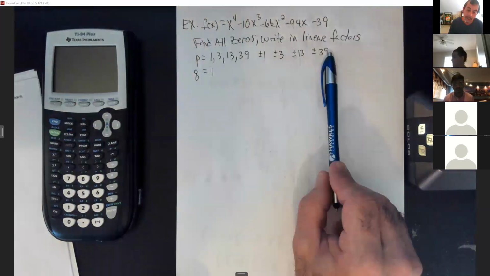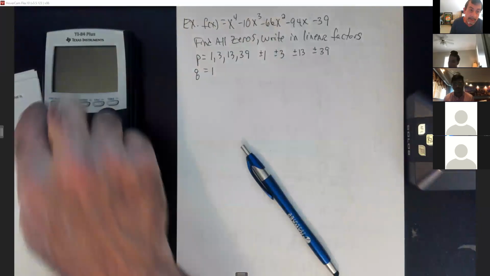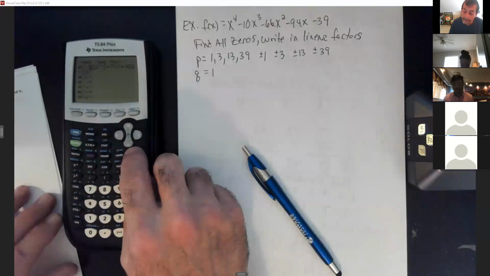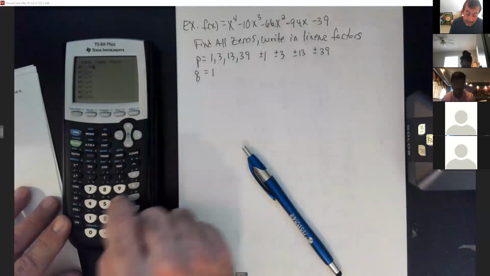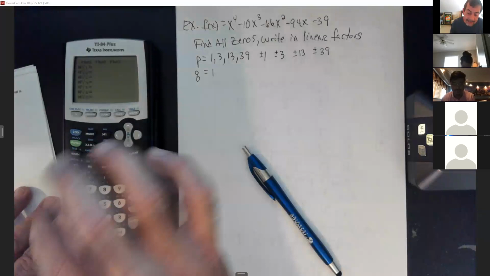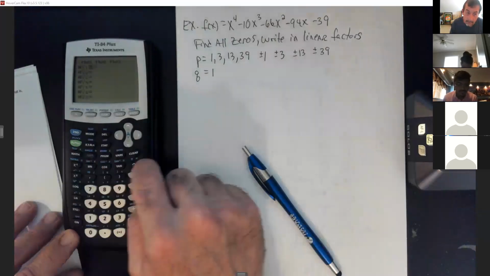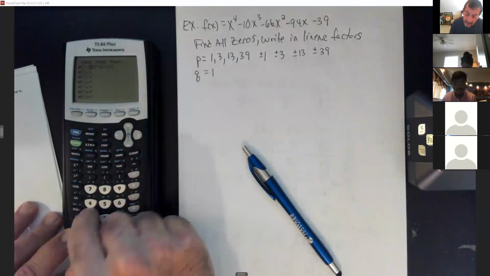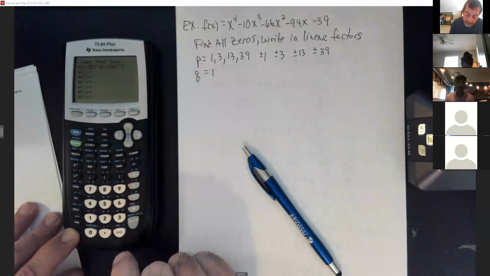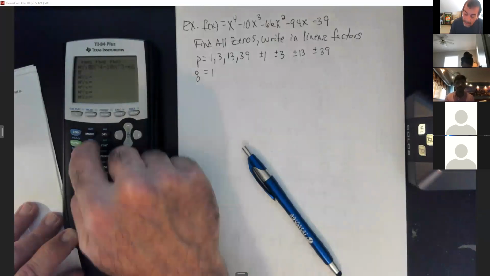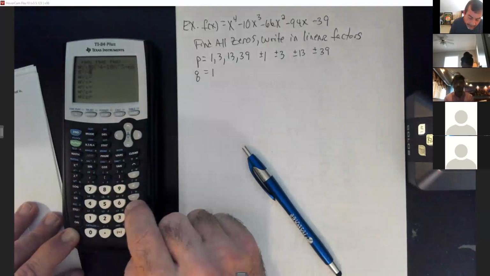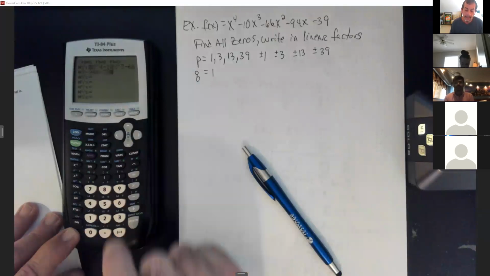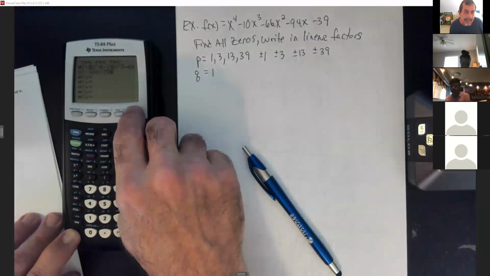So once again, I'm just going to graph that and see where this thing crosses over that axis. So let me turn this on. I'm going to clear that one. So we're about to graph this. I'm going to graph it and see if I can see where it's crossing that x-axis. So I got x to the 4th minus 10x to the 3rd minus 66x squared minus 94x minus 39. So let's graph that and see where it's crossing the x-axis.